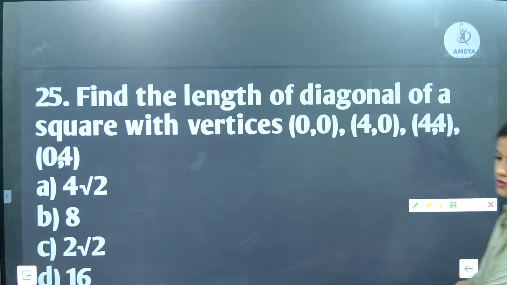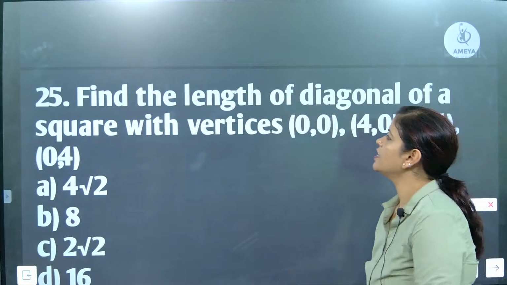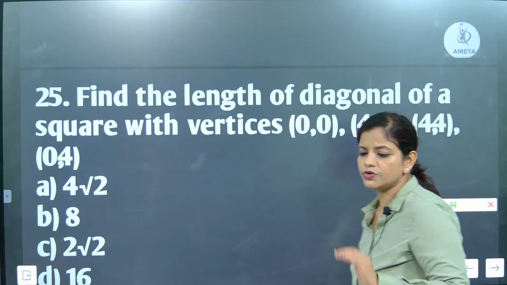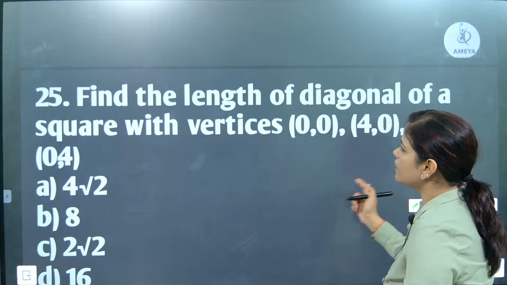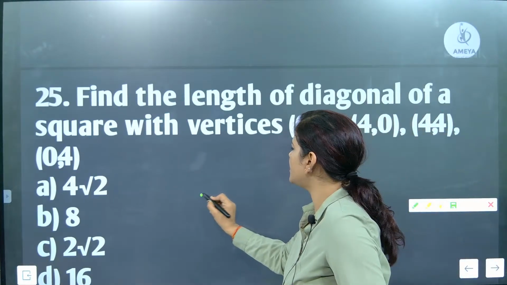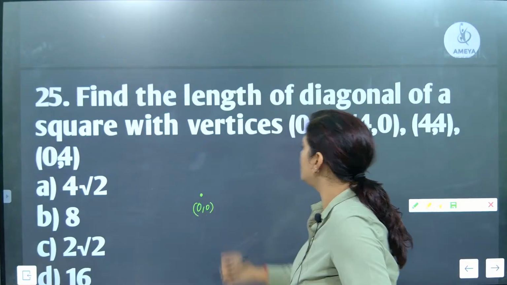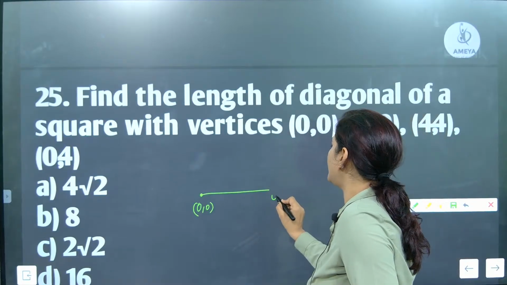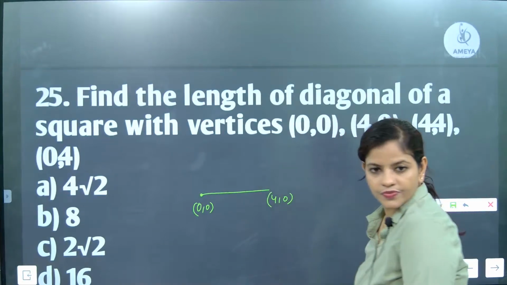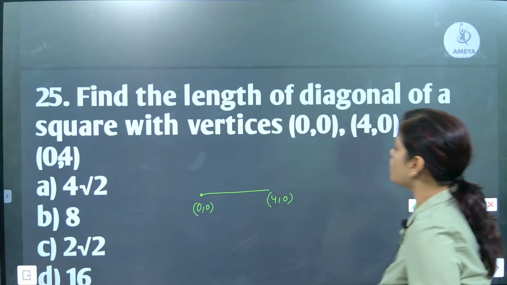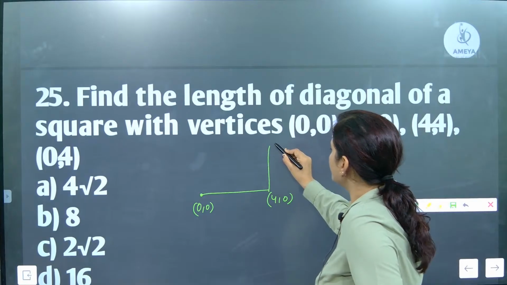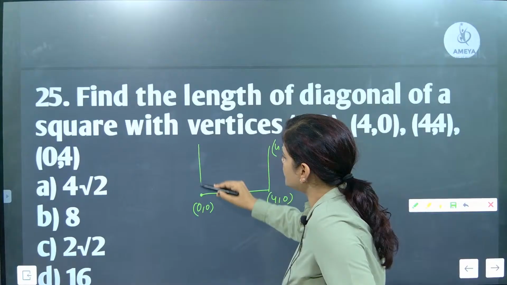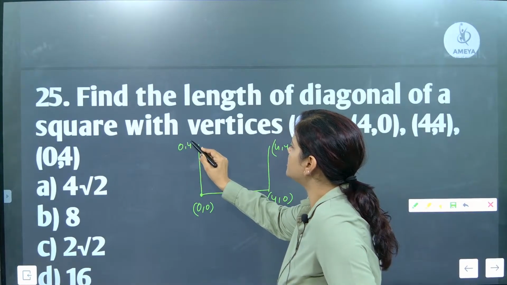So first check the question. Find the length of the diagonal of a square with these vertices. So first we need to draw the square. Now we are going to draw the square. The vertices points are what? The vertex point is 0 comma 0. After that, on the x-axis, the y value will be 0, so we will take the point 4 comma 0. After that it is 4 comma 4, and on the y-axis it is 0 comma 4.